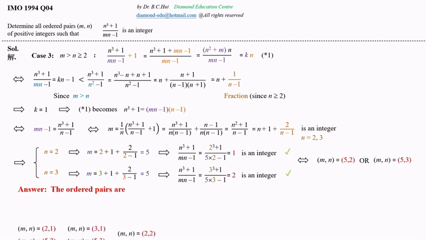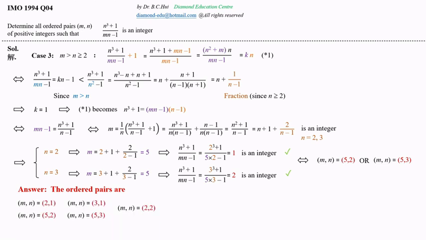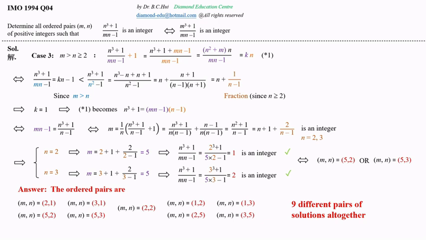Now, so far we have obtained 5 different sets of solutions. However, we have already seen that m and n could be interchanged. We have already obtained the solutions for (n^3 + 1)/(mn - 1) being an integer. So, if we interchange m and n, there should be some other sets of solutions. There are 4 of those. So, altogether, there are 9 different pairs of solutions.